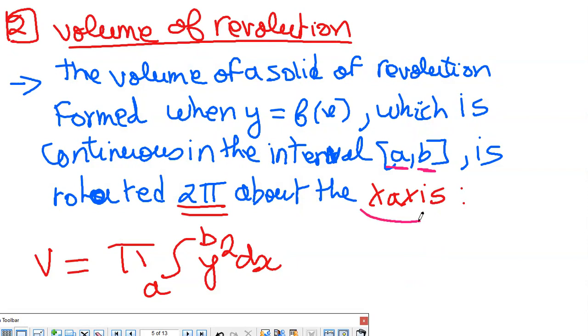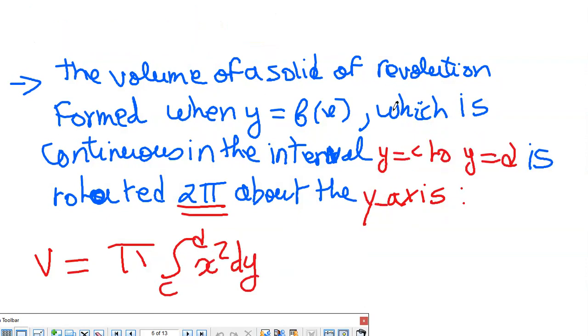When I'm finding the volume about the x-axis, it means dx, so it's going to be y squared. If I'm doing the volume of the solid of revolution about the y-axis, they need to give me two values of y, and the function should be continuous over the interval. It's pi integral between c and d. I said y-axis means dy of what?